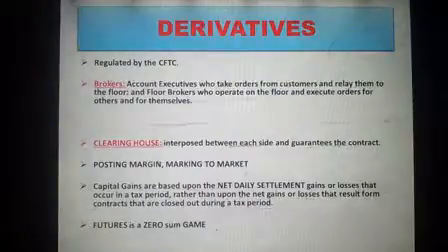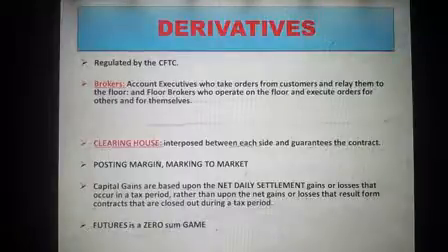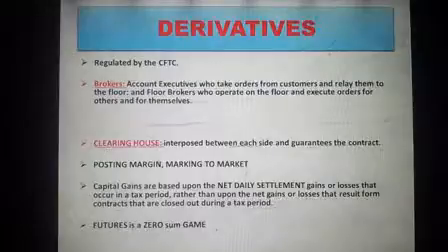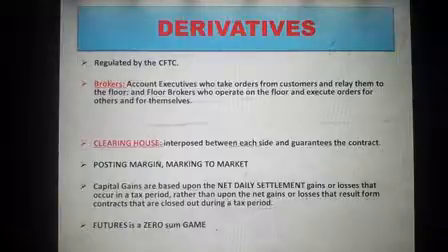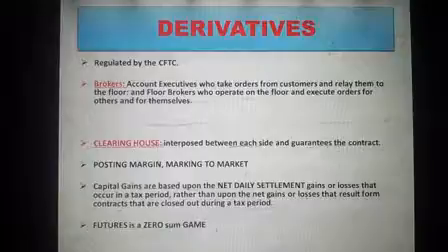These are the simple ones. You can make a note of it. Now let us see some other key points also. Regulated by the CFTC, brokers, account executives who take orders from customers and relay them to the floor, and the floor brokers who operate on the floor and execute orders for others and for themselves. Then we have clearing houses. These are interposed between each side and guarantee the contract.